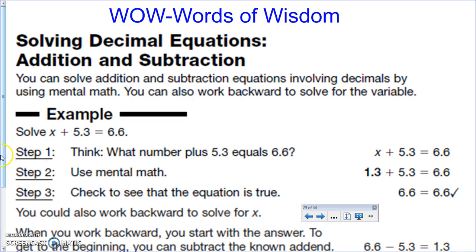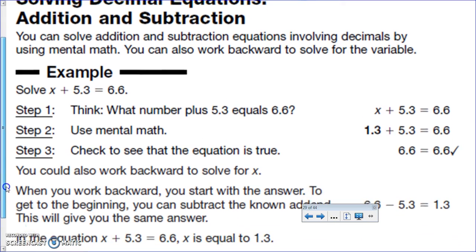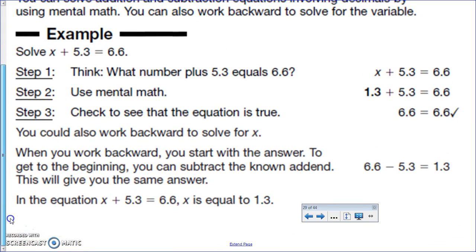We can also work backwards. To work backwards, you start with the answer, and to get to the beginning, you can subtract the known, add it, and this will give you the same answer. So in this case, they took the 6 6/10 and they subtracted the 5 3/10 and got 1 3/10. And that's what we looked at on our last set of equations as well.